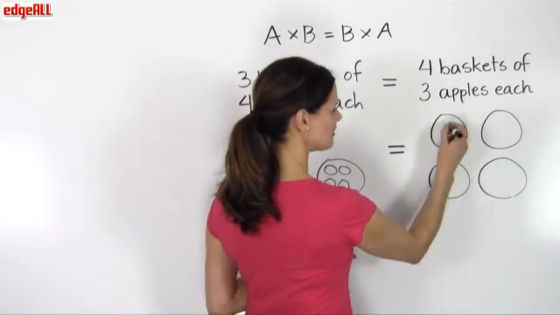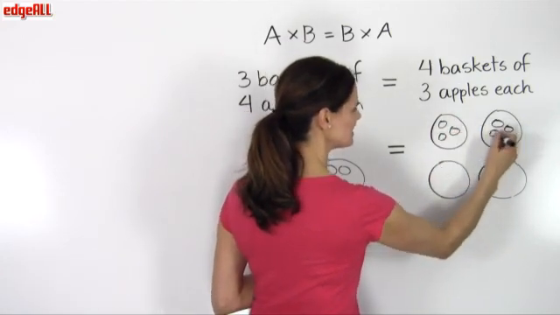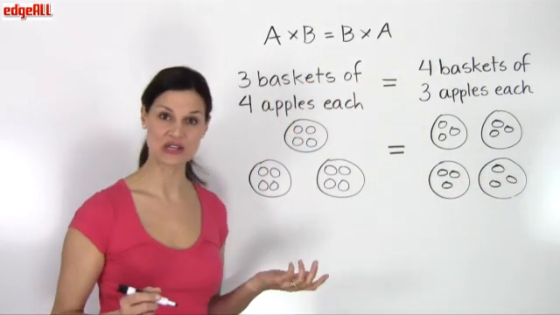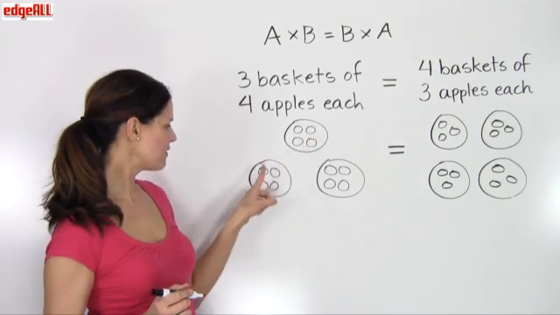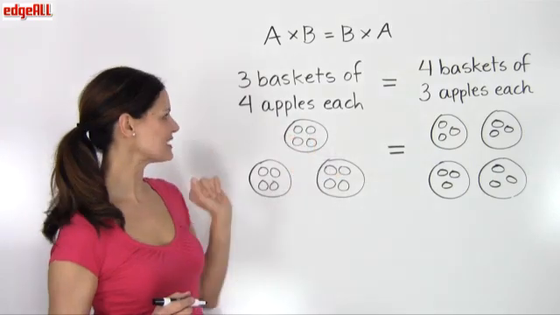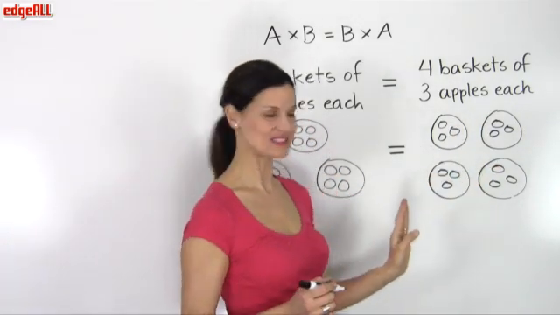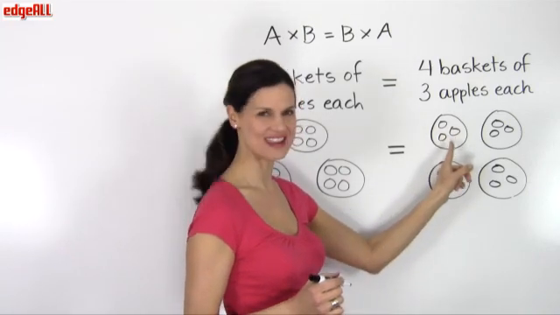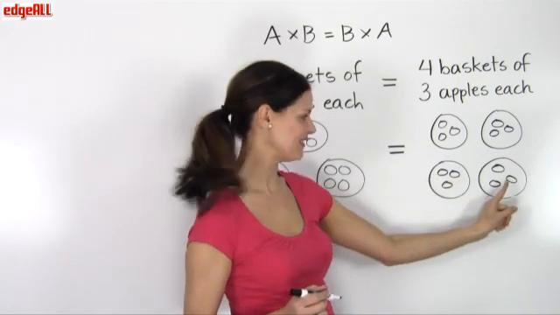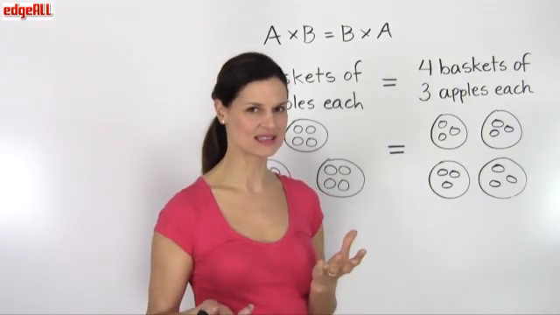So if in each of these 4 baskets I had 3 apples, I am going to come up with the same number of apples in each group. Here I have 4, 5, 6, 7, 8, 9, 10, 11, 12. And so that's 3 baskets of 4 apples each. But in this case where I have 4 baskets of 3 apples each, again I have 1, 2, 3, 4, 5, 6, 7, 8, 9, 10, 11, 12. So in both cases I have 12 apples.